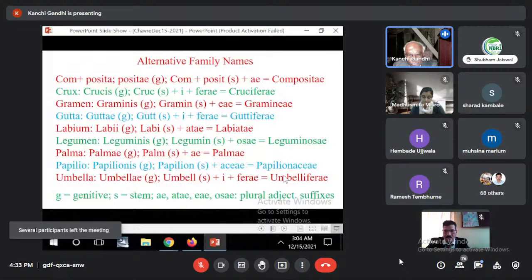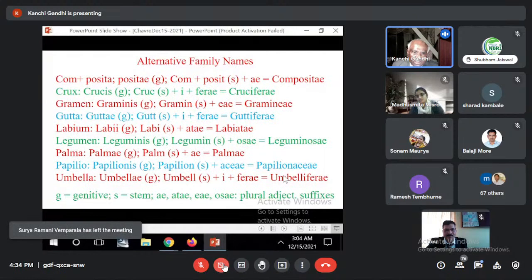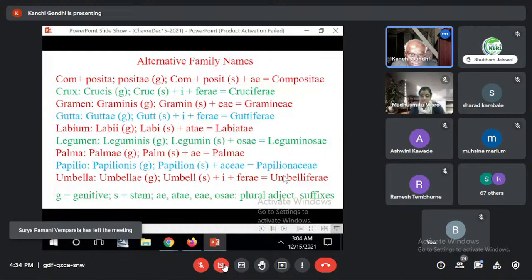So now, these are the conventions, and presently these alternative family names are gradually fading out. Only people of my age are still aware of these family names. But anyway, I have given how these family names are derived. For everything, first you need to find the genitive form of the particular first term. Usually the first term, very rarely the second term.